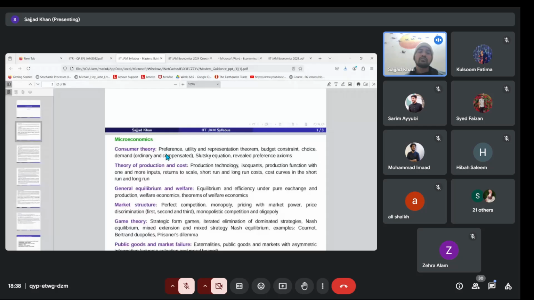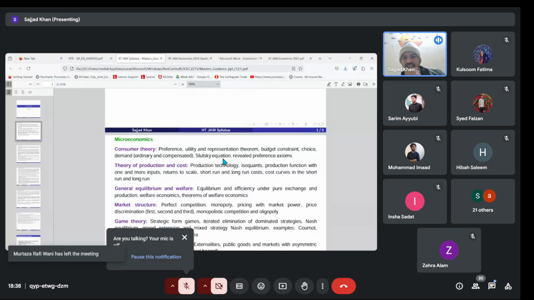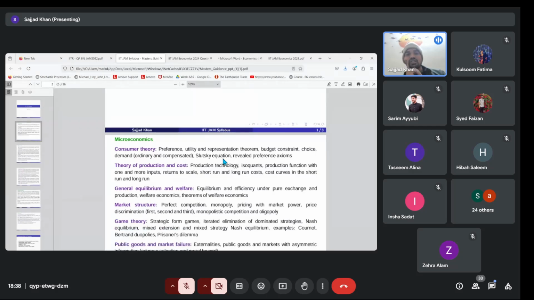In general, from consumer theory, they ask one numerical question in the NAT. And I think one theoretical question in the MCQ, and there is one question from the budget constraint, where the question will be based on the MRS. In choice theory, they ask about WARP and SARP, which are very general questions from this topic in every competitive exam for master's entrance.